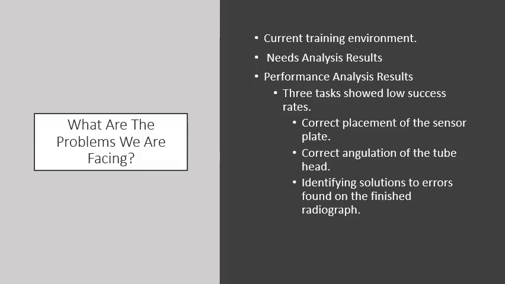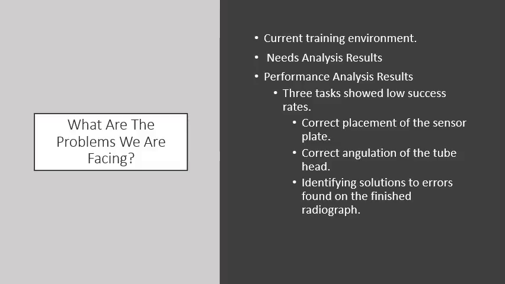A performance analysis showed a lack of success during these 3 tasks. 1. Correct placement of the sensor plate. Inadequacies in identifying anatomy will cause the participant to position the sensor in the mouth incorrectly. The difficulty is the result of inadequate knowledge of anatomy or lack of attention during the training demonstration.